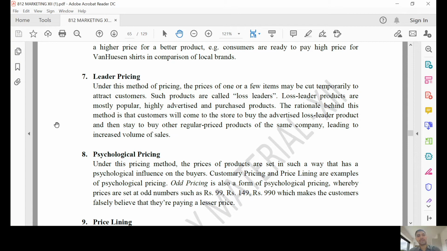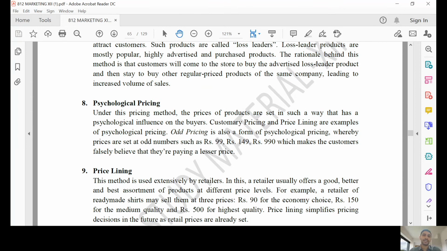Psychological pricing, where the psychological aspects of the customers are exploited. An example is odd pricing. You might have seen in shops that the prices end in 99, 149, 990 and so on. It is ending in an odd number. So the customer perceives that 99 is much lower than 100. Sometimes you can even find 99.99. Isn't it? The customer's brain will perceive that the price is still much lower than 100.